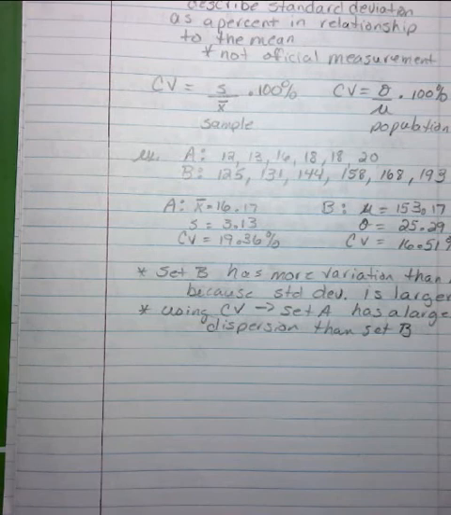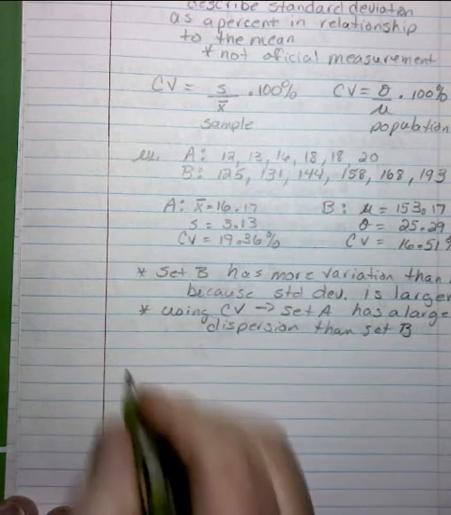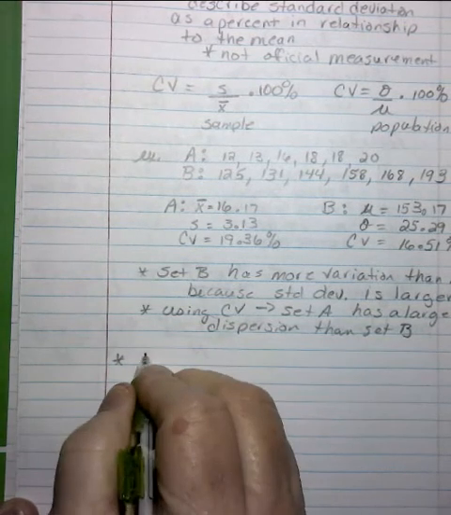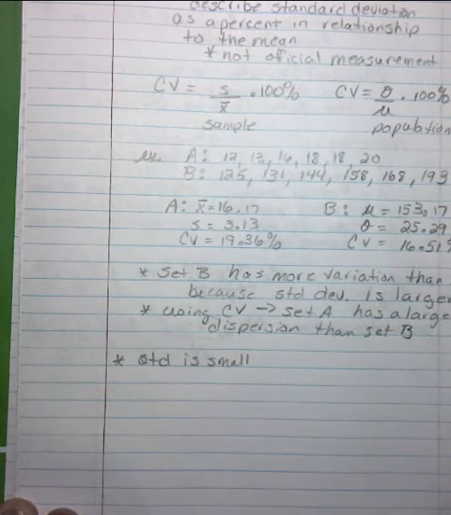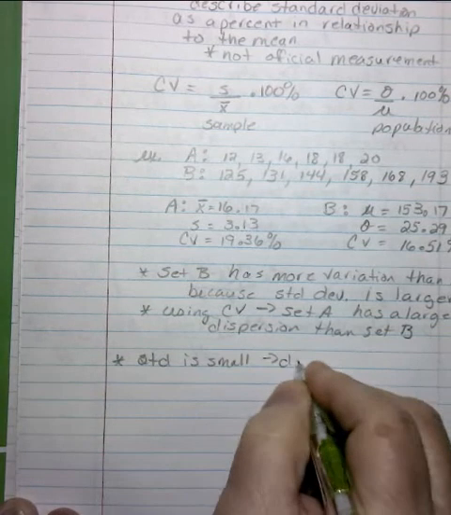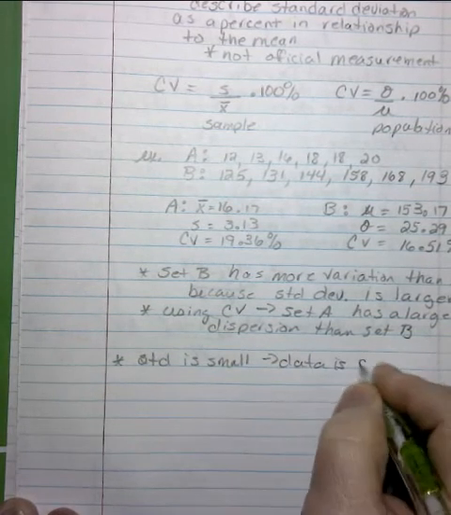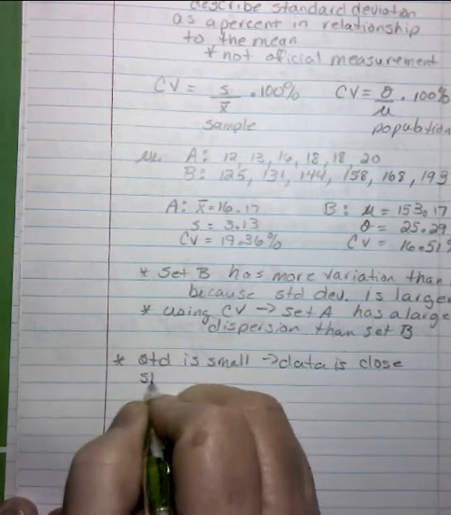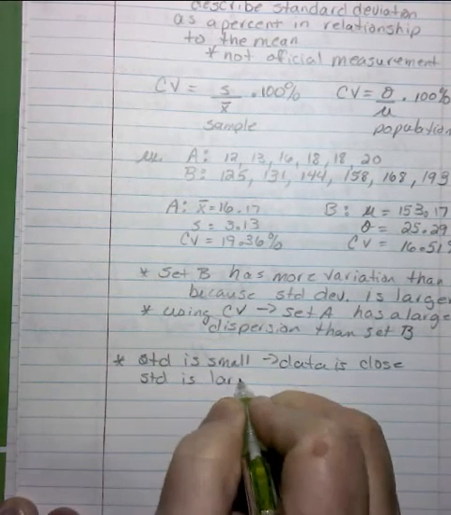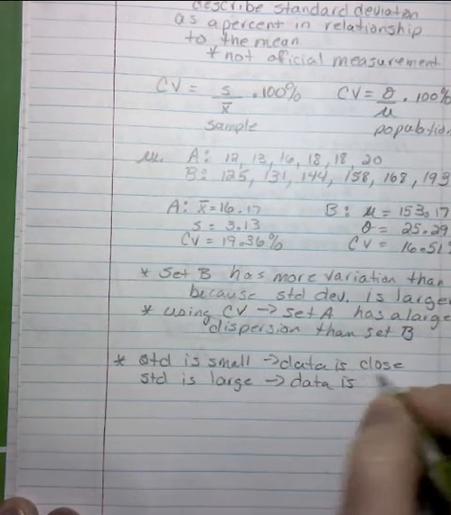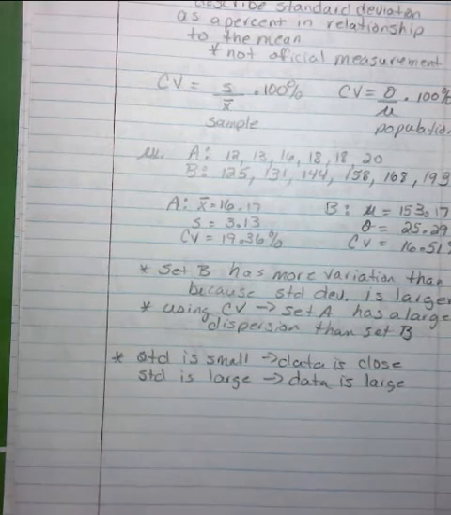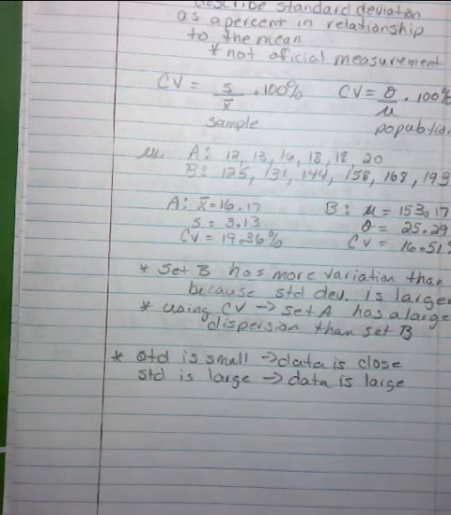Now, again, some other information that you might want to include knowing about is that when the standard deviation is small, then that means your data is close together. If the standard deviation is large, then that means that your data is more spread out. These are just things that you need to know to help you make some valid conclusions about your data.